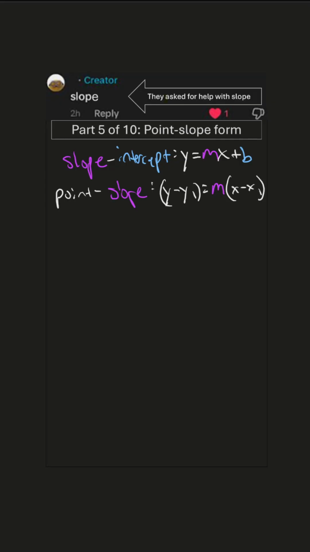Now what are these x1 and y1? Those are just particular coordinates. So for example, we can say x1, y1 equals 2, 1. And we can say the slope equals -3.